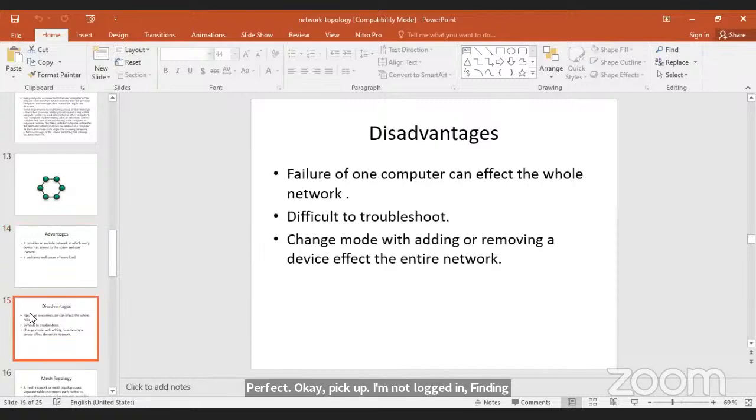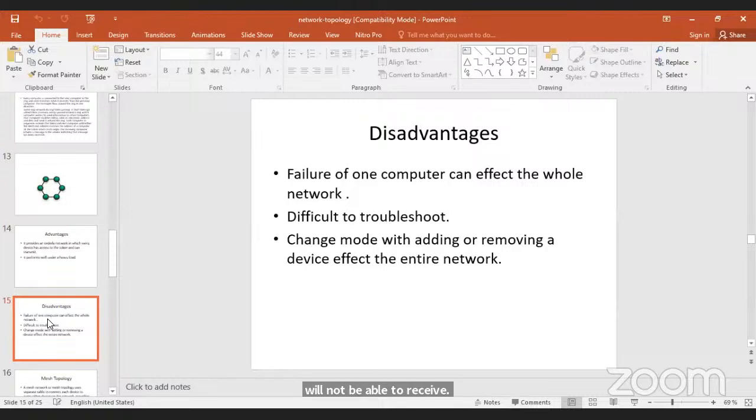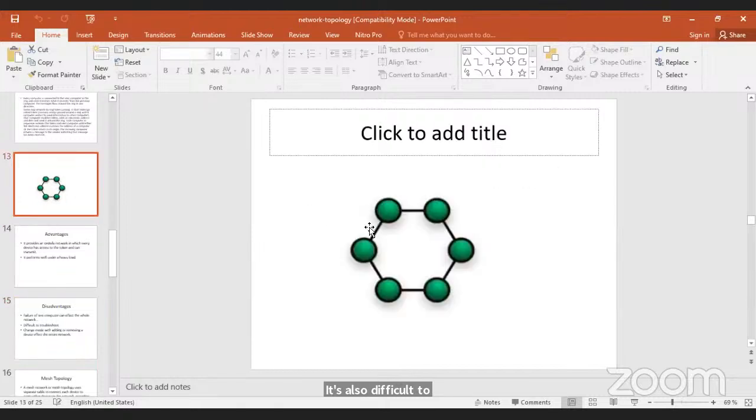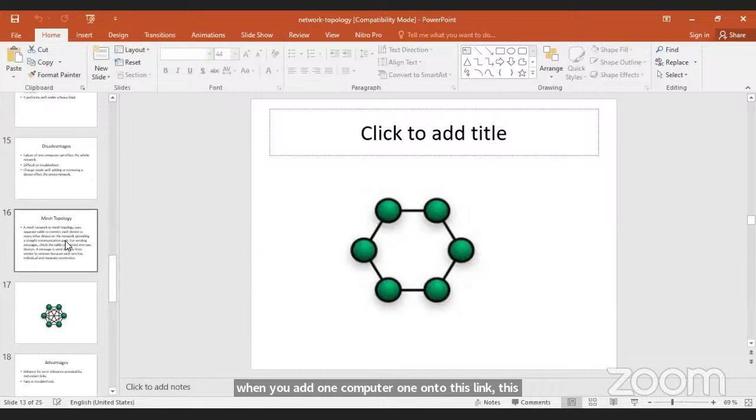Disadvantages of ring. It means that if one computer fails, the other ones will not be able to receive the signal, right? It's also difficult to troubleshoot a ring. When you want to add a computer on this ring, you need to disconnect the ring, add the computer, then connect again. So when you add one node to this ring, you are making the computer not to be useful.